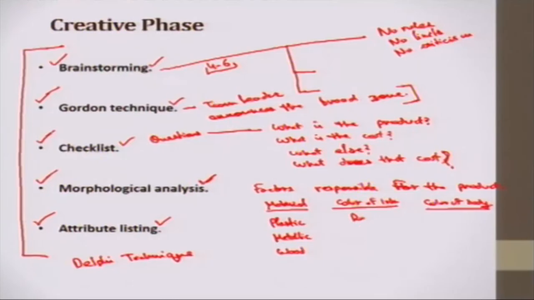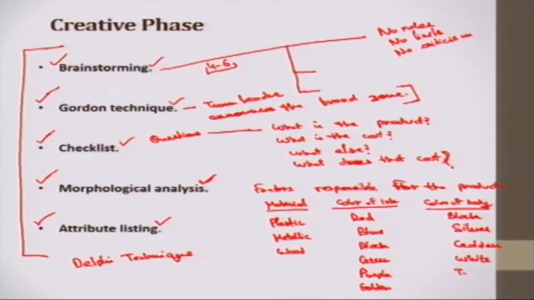Color of the ink is red, blue, black, green, purple, golden and so on. Color of the body, let me say simply black, silver, golden, white or some textured. So what does morphological analysis say?